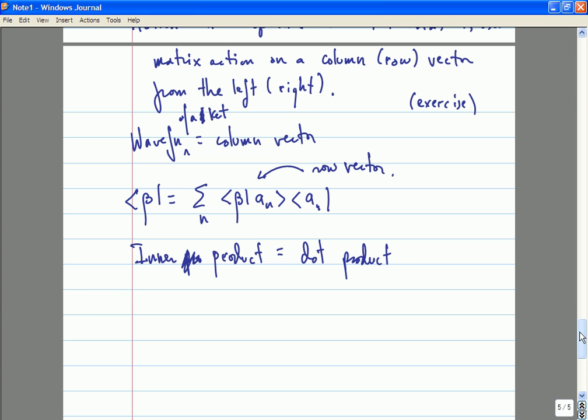Okay, so enough of this abstract stuff. Let's go on to a few examples. Maybe before I do so, I should pause and see if there are any questions.